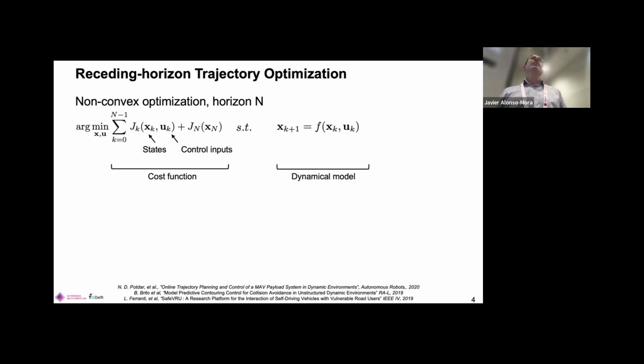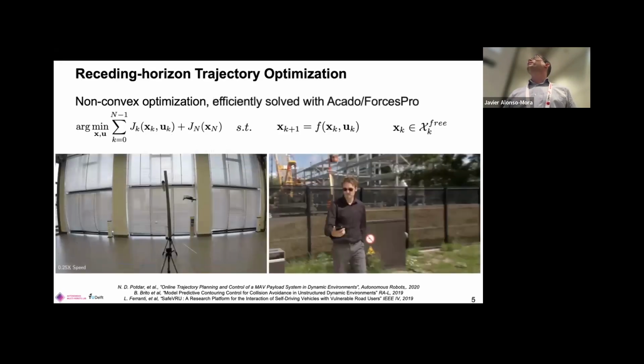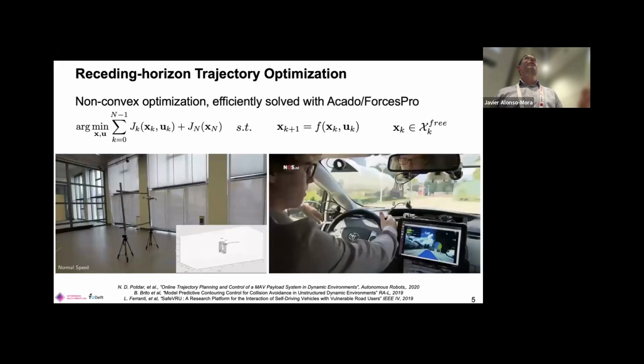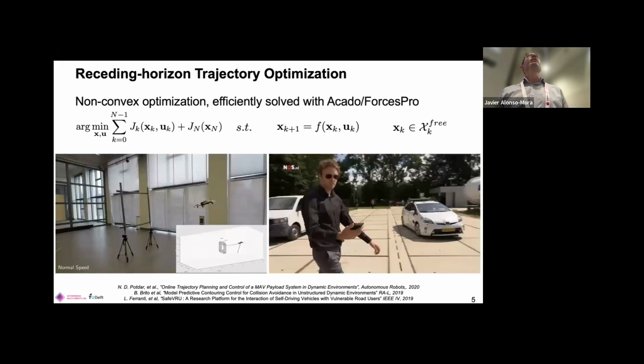And then that cost function could be anything, like minimizing the deviation with respect to a reference path. We have a set of constraints: the dynamic model of your vehicle. We also have the interesting constraints for avoiding other agents. That's the one that makes this problem interesting, and that's where the interaction with others comes into play. And nowadays, there are many efficient solvers like Acado, Acados, and Forces Pro that can solve this.